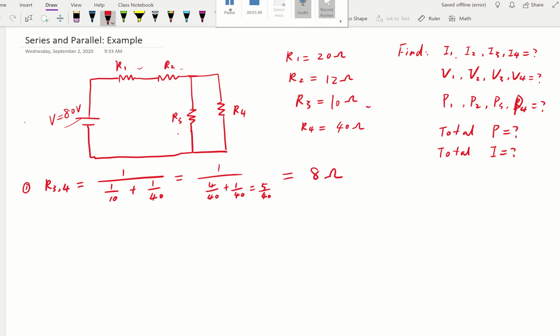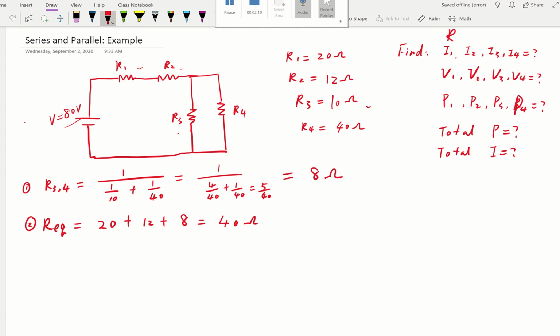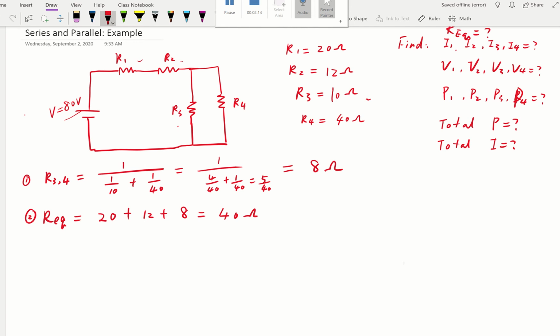And then, for the second step, the total equivalent resistance for this entire diagram is going to be R1 and R2 in series, so 20 plus 12, then plus 8, that's going to give us 40 ohms. So that's the entire resistance. Actually, this is what I want you to find out also, why not add there? So you figure out that first question.